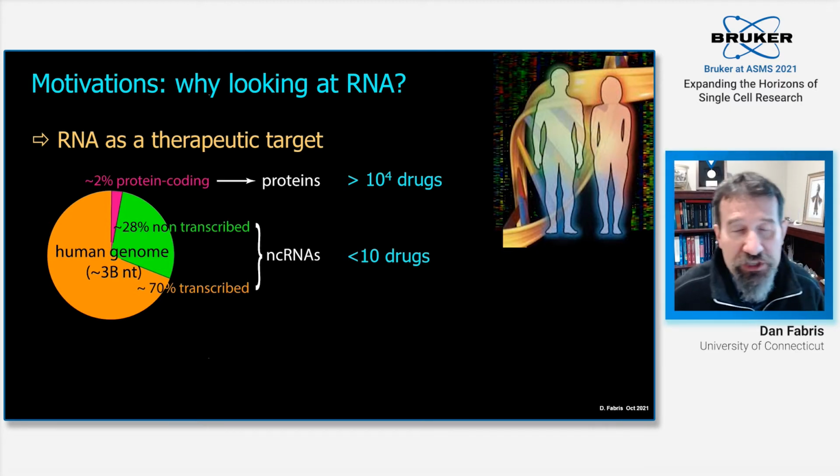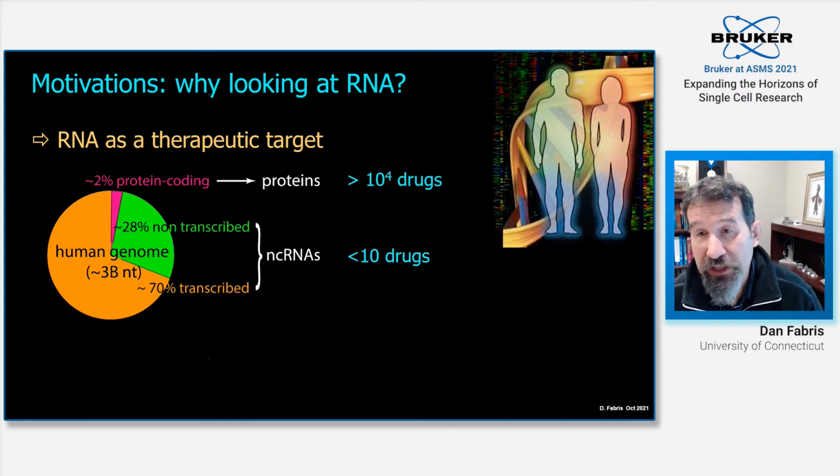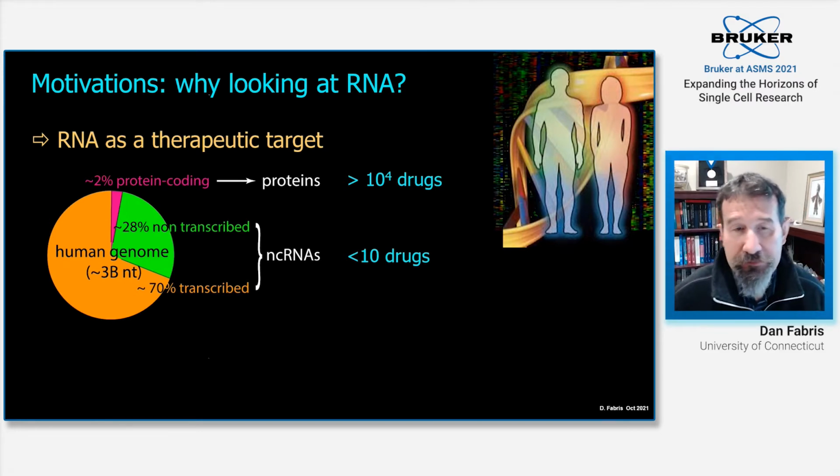As you might know, the human genome contains 3 billion bases, and out of these 3 billion, only 2% of these sequences code for proteins. Nevertheless, these proteins account for over 10,000 drugs that have been approved over the years. At the same time, the remaining 98% of the genome information might or might not be transcribed into non-coding RNAs, and these RNAs account for fewer than 10 drugs that have been approved thus far. Therefore, we are looking at the very extensive druggable space that needs to be explored.